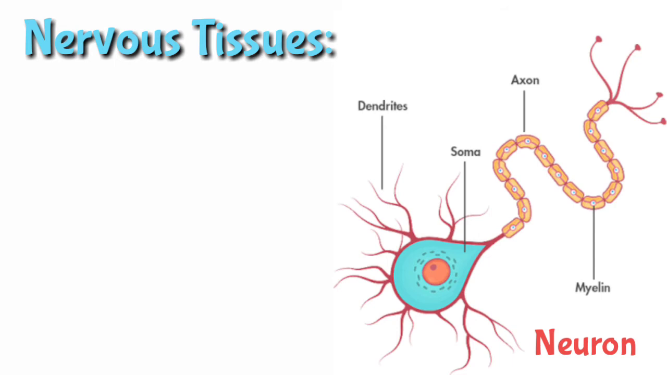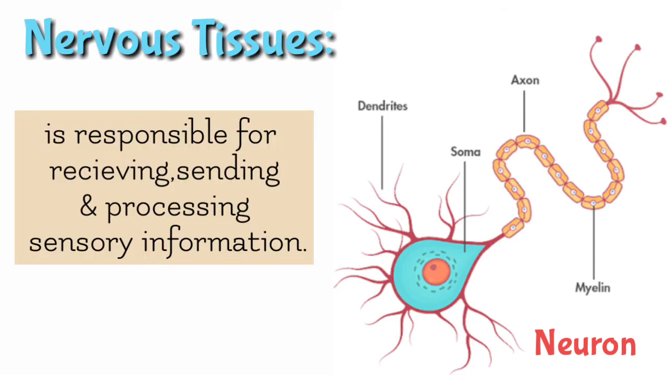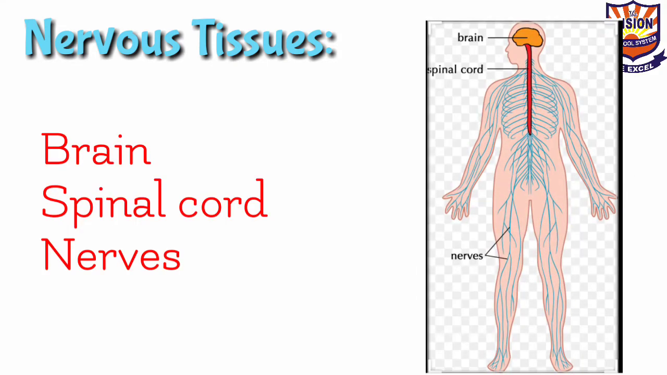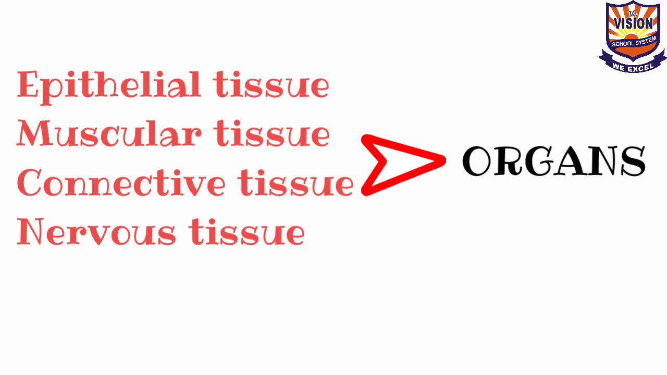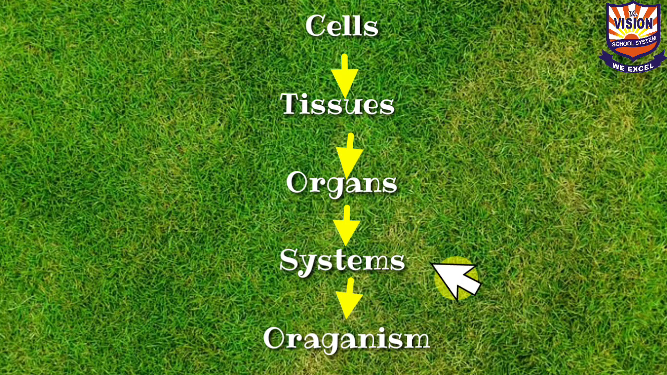The fourth animal tissue is the nervous tissue. The nervous tissue is responsible for receiving, sending and processing sensory information. These tissues are formed of cells called neurons or nerve cells. The nervous system is made up of the brain, spinal cord and the nerves. So when these tissues, epithelial, muscular, connective and nervous, combine, they form an organ. And when many organs combine, they form an organ system. And after the organ system, an organism is formed.